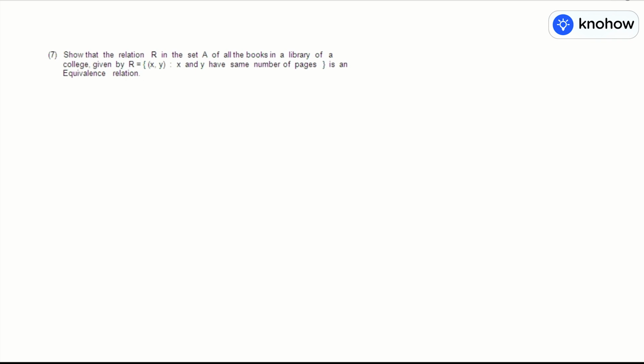For an equivalence relation, what all do you need to prove? We need to prove, number 1, that the relation R is reflexive. That means every element X is related to X. What does it mean? If X denotes the number of pages in a particular book, then the number of pages will remain the same as that particular book has. So every element X is related to X for all X belonging to A. So you can conclude that yes, R is reflexive.